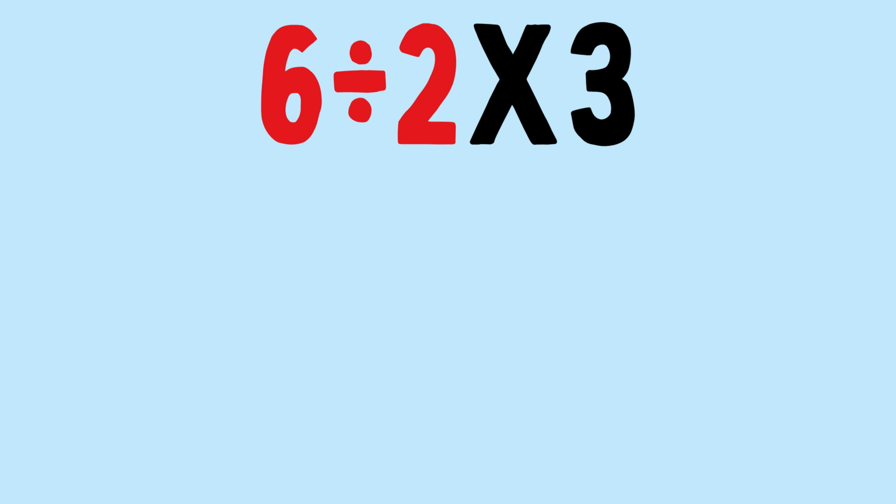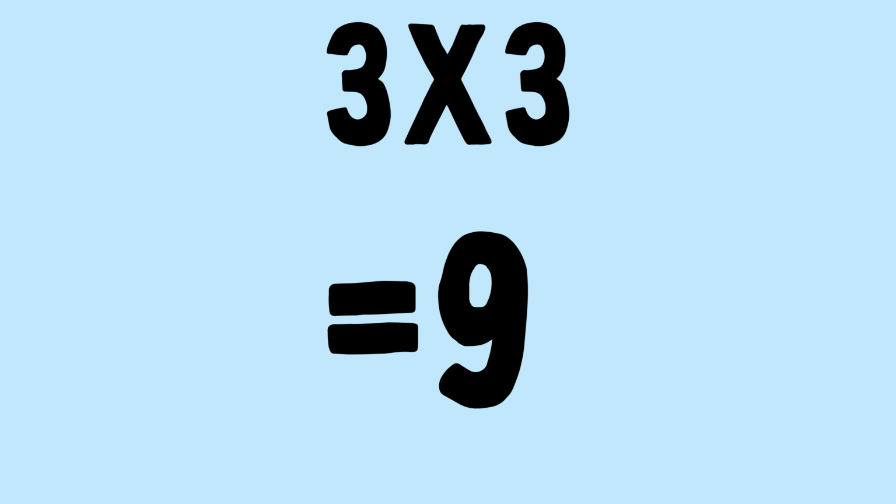What is on the left? The division. 6 divided by 2 equals 3. Now we are left with 3 times 3. Multiply it. Boom! The answer is 9.